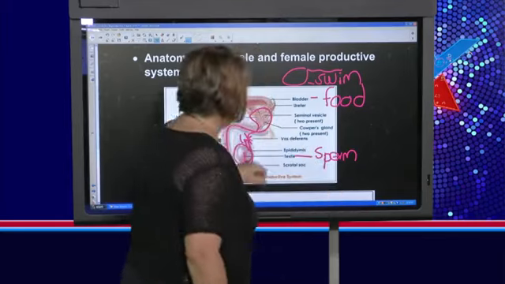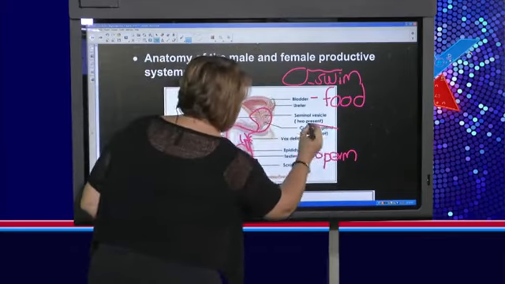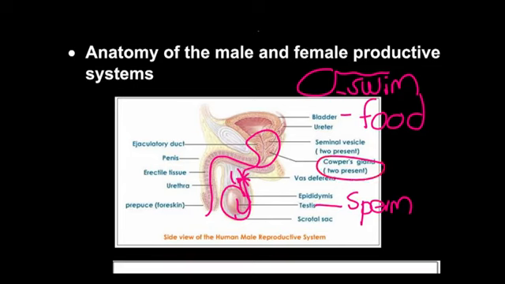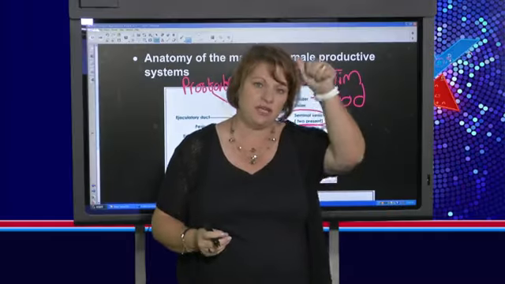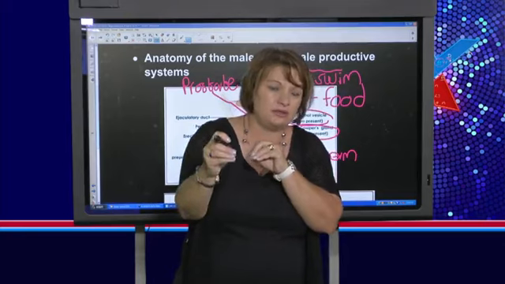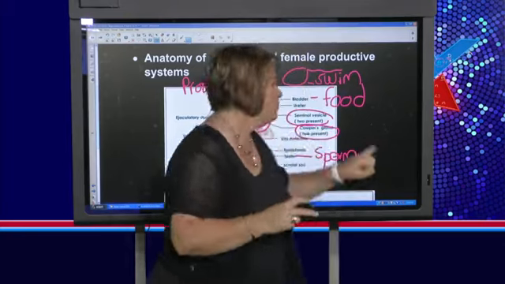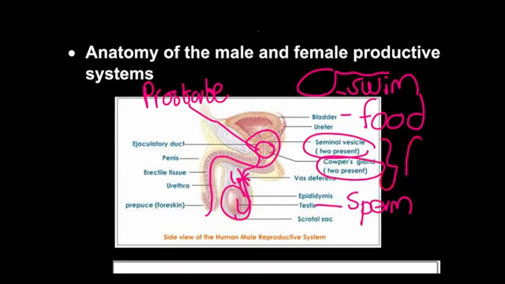So what do we have along the way? We have the Cowper's gland, we have the seminal vesicle, and right here behind you, where you can't actually see, because it's hidden behind the bladder, is the prostate gland. All of those are going to secrete substances, a liquid, into the ducts. What do we need? We need food. Sorry, that should be food. We need a stimulant to swim.